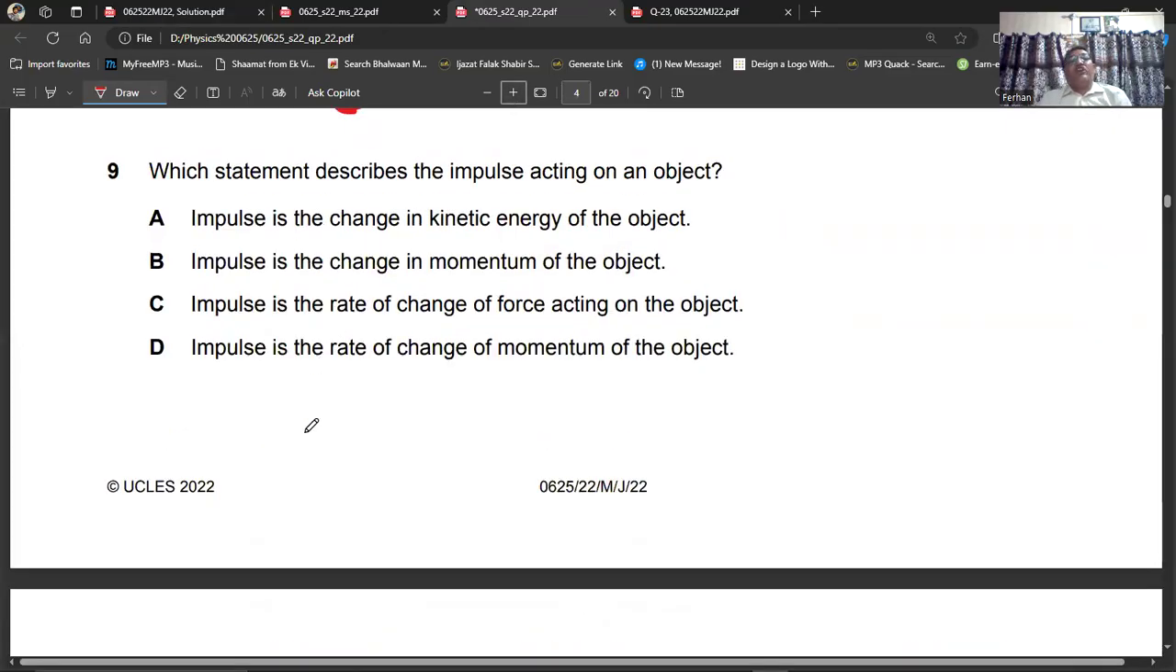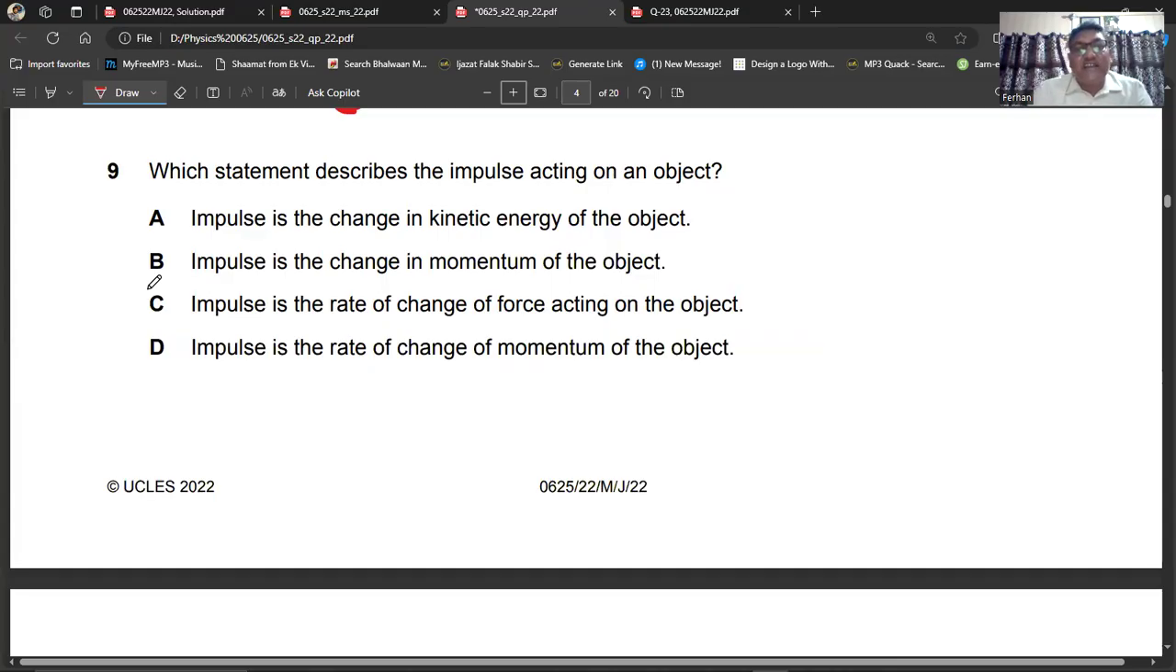Question number 9, which statement describes the impulse acting on an object? Impulse is basically when there is a change in the momentum. The change in the momentum is equal to the impulse. That's the definition of impulse. Or the impulse is also force multiplied by the time.